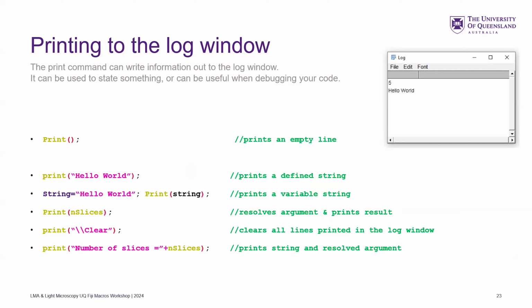in your code. So you might use this print with the braces. That's just going to print an empty line. If you say print and then a string like hello world, it will print that. You can define a string elsewhere and then say print that variable, and it will work. It can resolve the argument and print it straight away. So you can say print n slices, and it will give you the number. It won't print the word n slices or string. It will print whatever n slices equals.